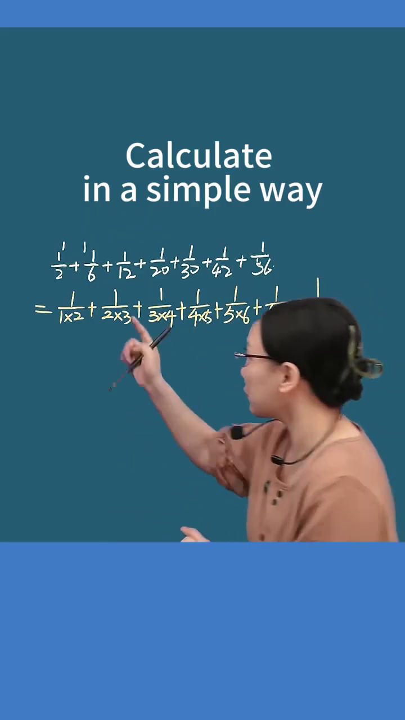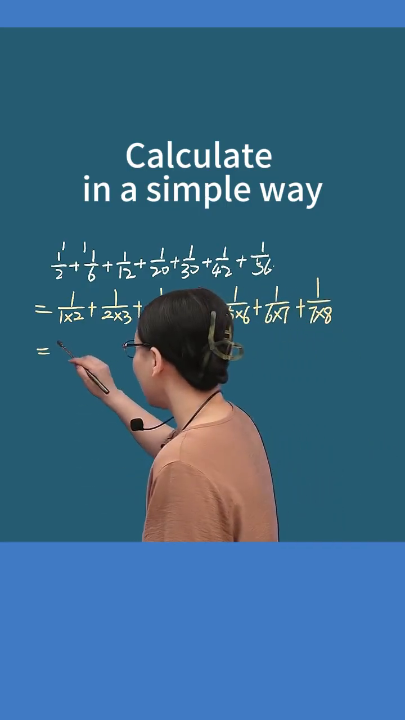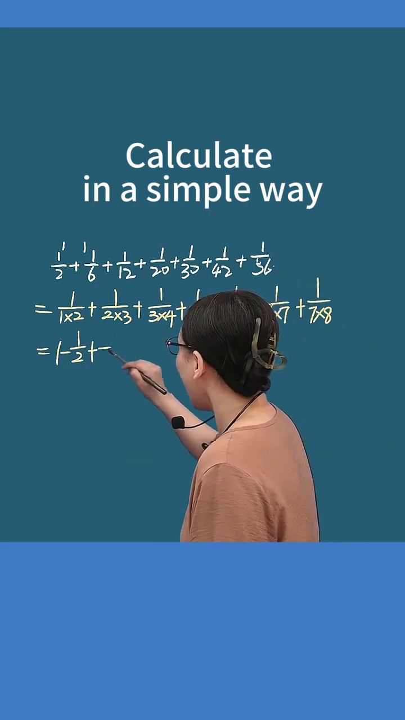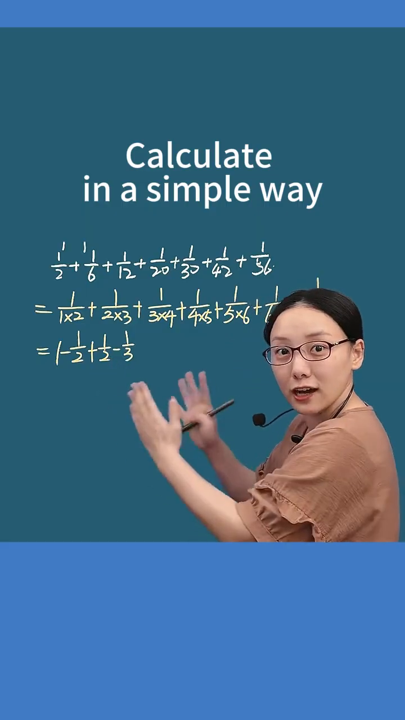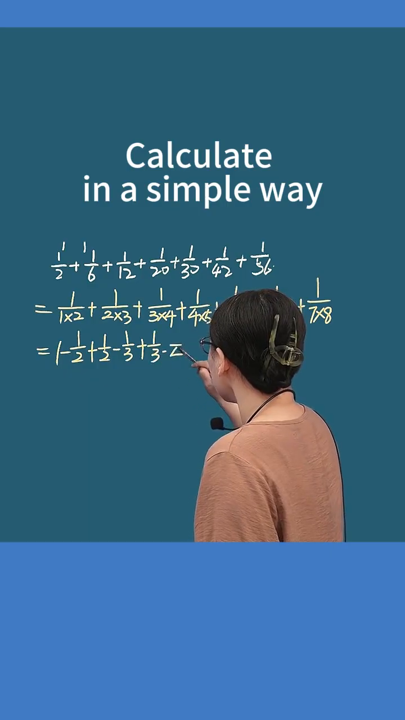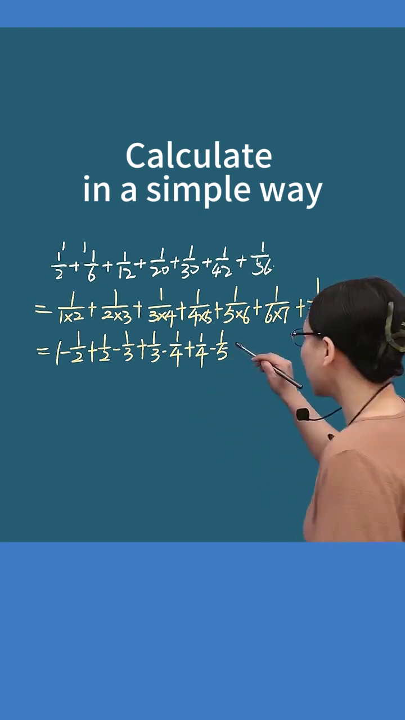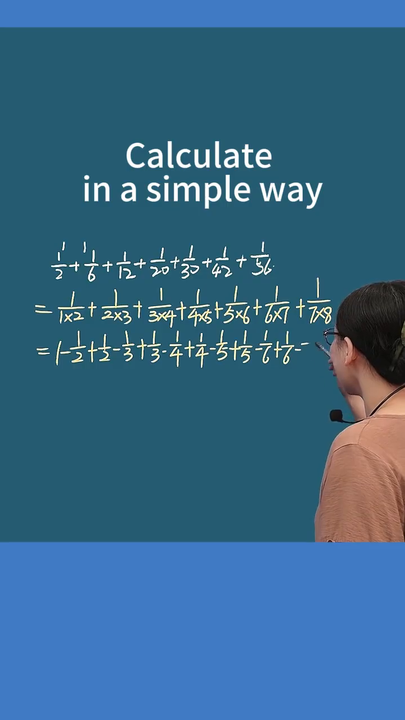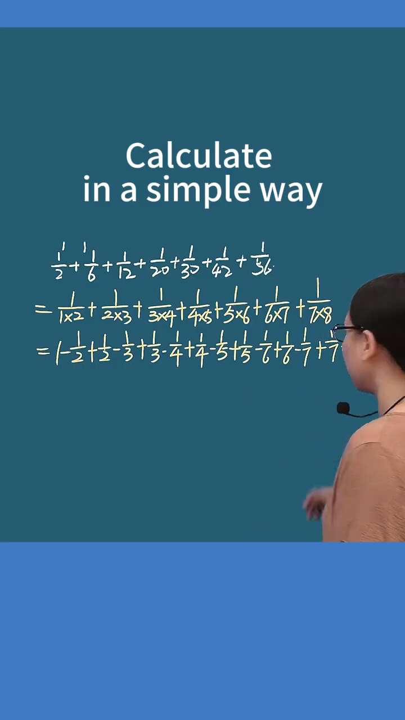Now, how do we practice simplifying? For example, the first one, 1/(1 times 2), can be broken down into 1 minus 1/2, right? What about the next one? Add 1/2 minus 1/3. See, I've broken this fraction into the form of 2 unit fractions being subtracted, right? Next, add 1/3 minus 1/4, then add 1/4 minus 1/5, and then add 1/5 minus 1/6, and then add 1/6 minus 1/7, and finally add 1/7 minus 1/8.